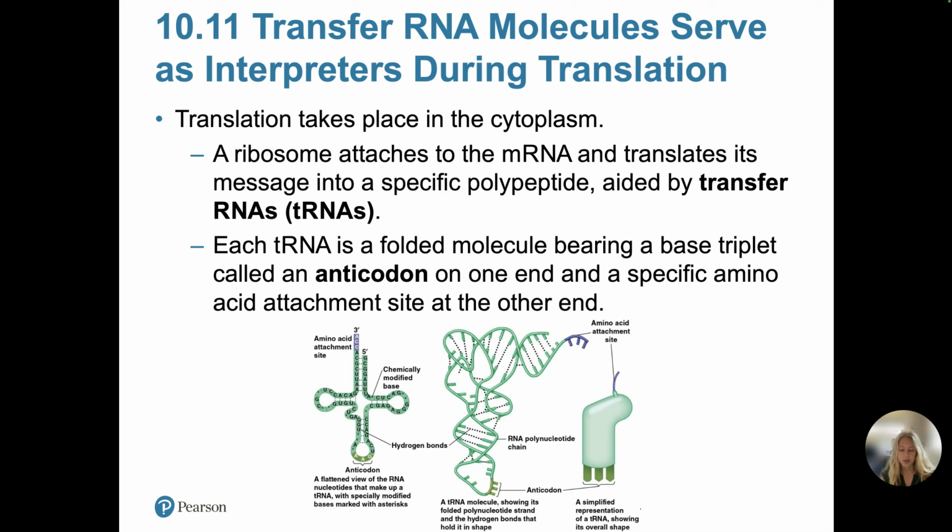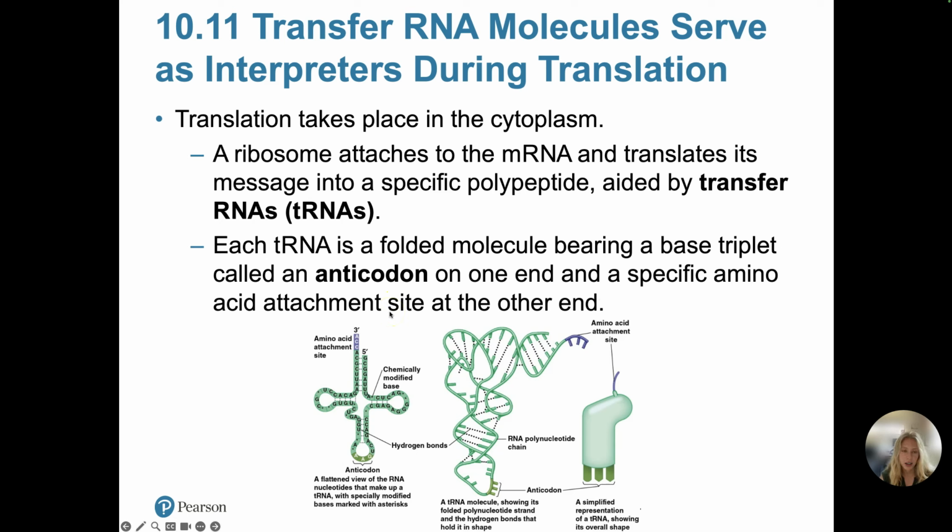So there's a few different types of RNAs that we're going to talk about. We already talked about mRNAs, which are the messenger RNAs, which carry the message from DNA to RNA to the ribosomes for protein translation. tRNAs are transfer RNAs, and transfer RNAs help in translation from mRNA to amino acid sequences. Each transfer RNA or tRNA is a folded molecule bearing a base triplet called an anticodon on one end and a specific amino acid attachment site at the other end.